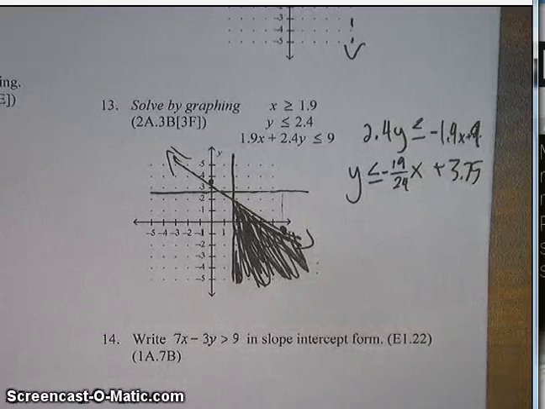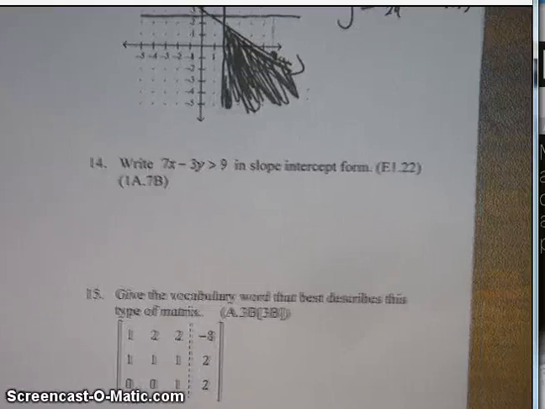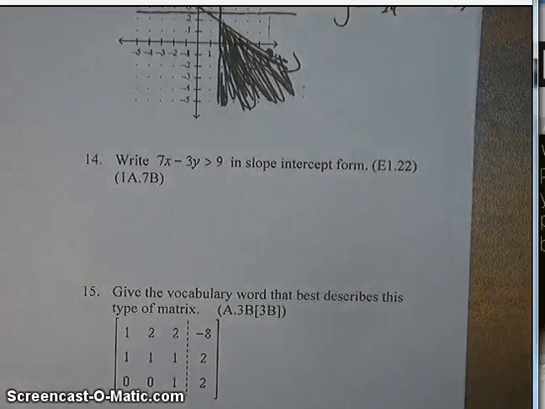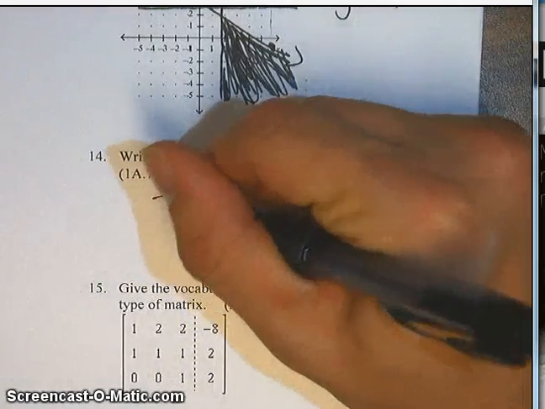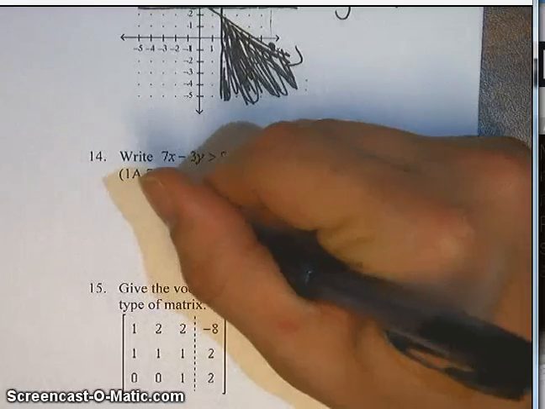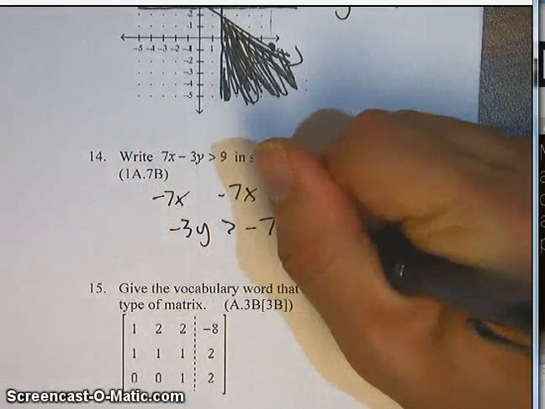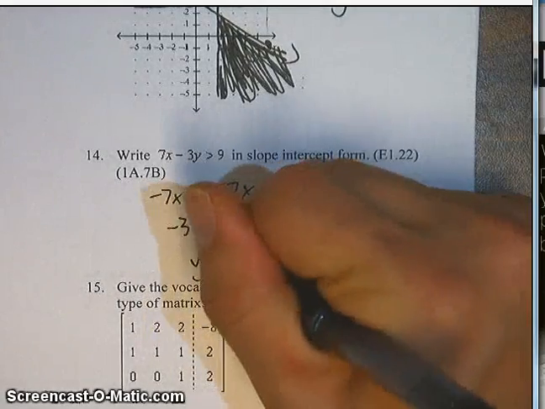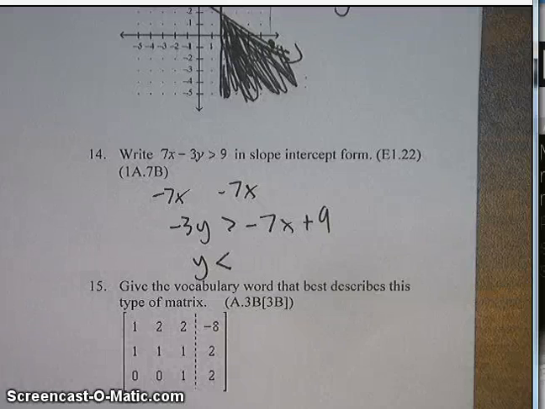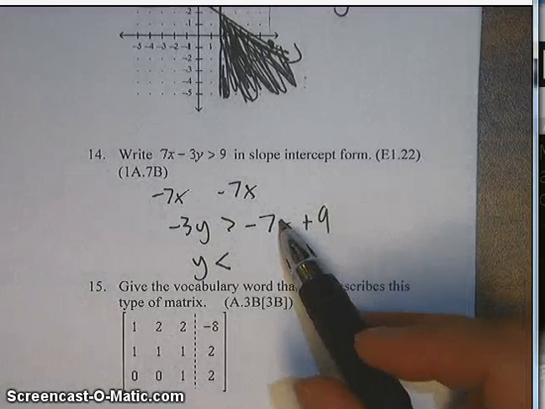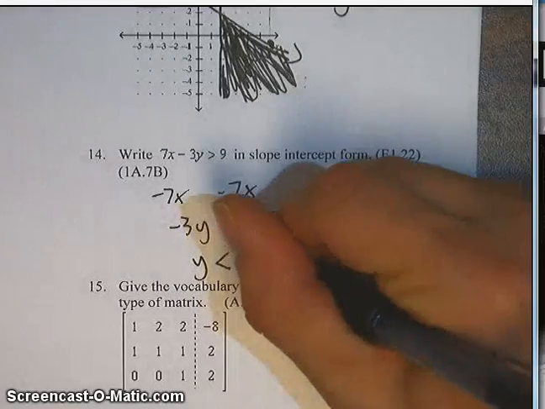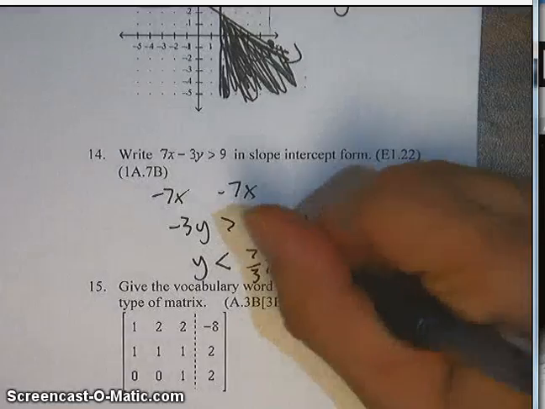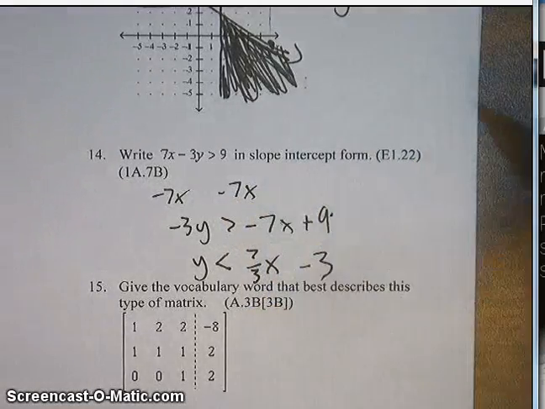Okay, so let's talk about number 14. Write 7x minus 3y is greater than 9 in slope-intercept form. Okay, so if I subtract 7x from both sides, I've got negative 3y is greater than negative 7x plus 9. Divide both sides by negative 3, it's going to be y is less than, because when you divide by a negative, you flip the sign. Negative 7 divided by negative 3 is 7 over 3 x. Then 9 divided by negative 3 is minus 3. And that's the answer.